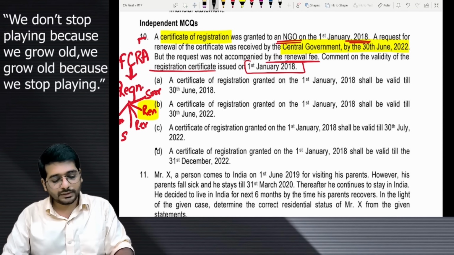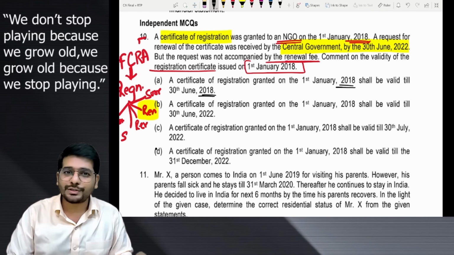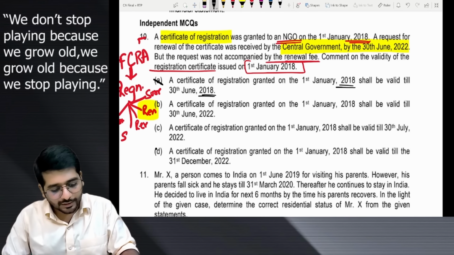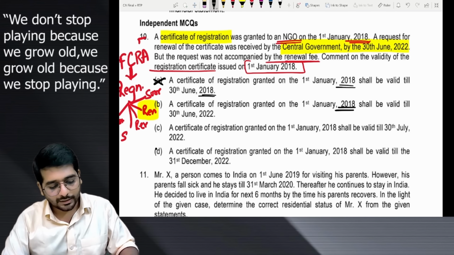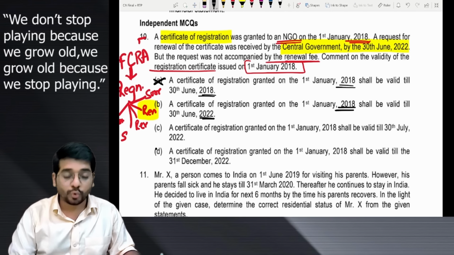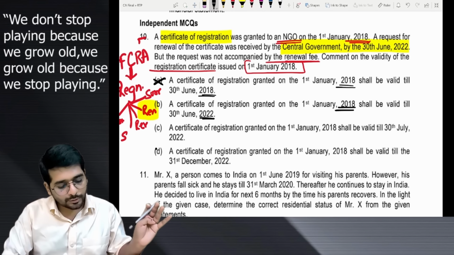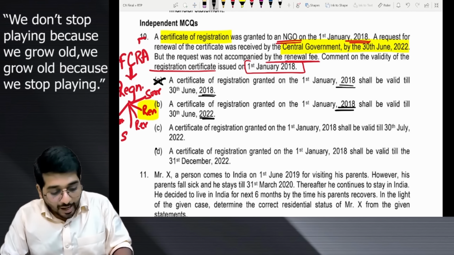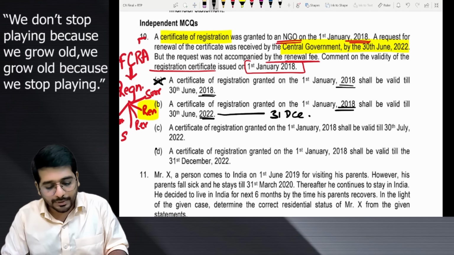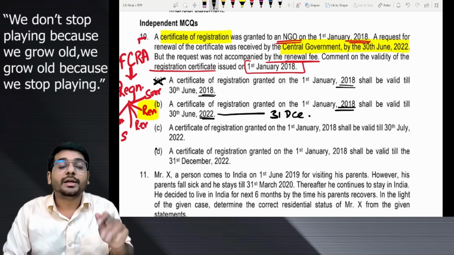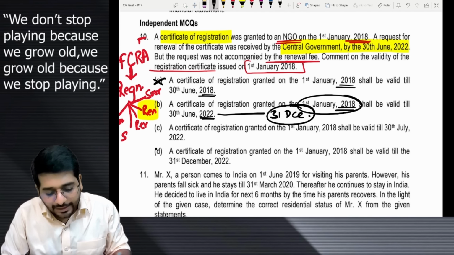First of all, certificate of registration granted on 1st Jan 18, valid till 30th June 18. Registration certificate is valid for 6 months? No sir, it is valid for 5 years. Granted on 1st January 18, valid till 30th June 2022. So 18, 19, 20, 21, 22 full should be there. After 30th June, you will apply for renewal of the registration. 30th June to 31st December is the period to apply. Even if you don't apply, your registration is valid till here.